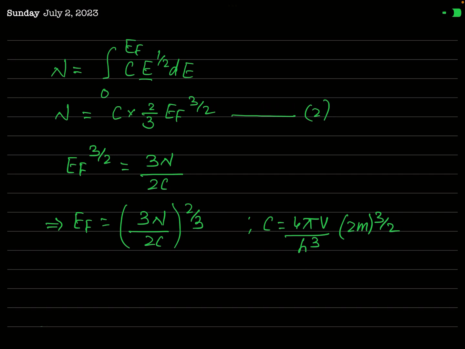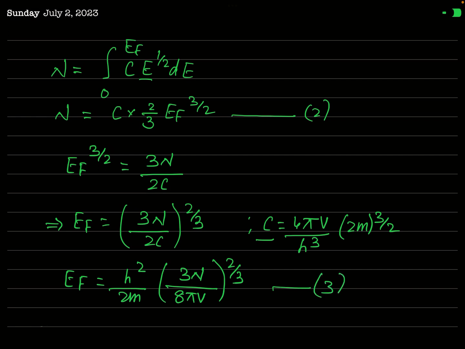And so when you substitute this value of C here, then the expression for this Fermi energy EF, after substituting and simplifying, will be h square over 2m times 3N divided by 8 pi V, whole to the power 2 by 3. After substituting the value of C, you will get this result. And this is also an important expression for the Fermi energy EF.